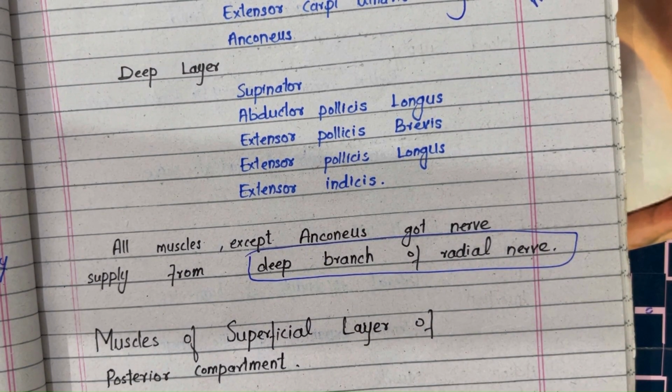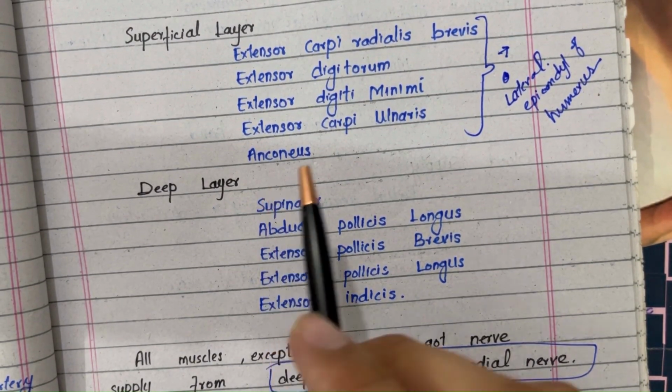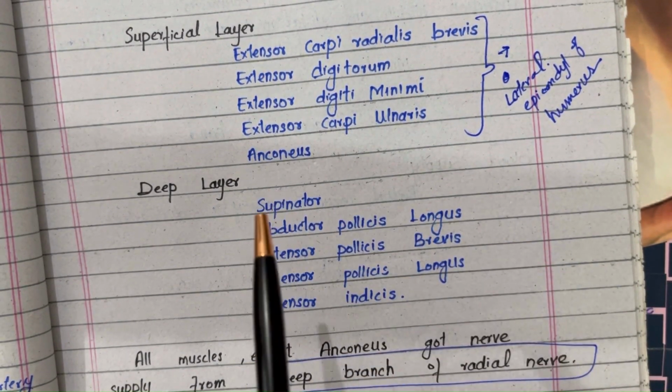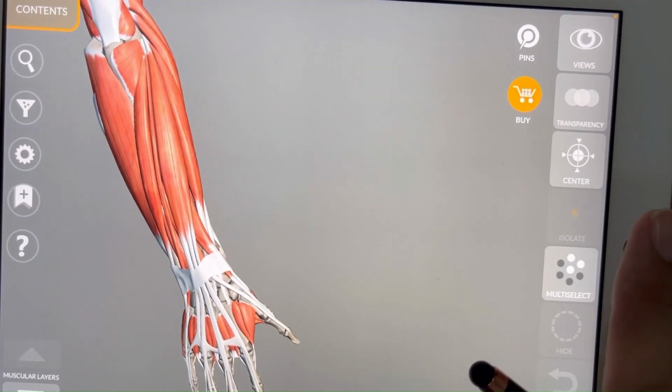Now students, first we will discuss the muscles of the superficial layer of the posterior compartment of the forearm. We will discuss each muscle in detail one by one. In the superficial layer, we will start with the extensor carpi radialis brevis muscle.